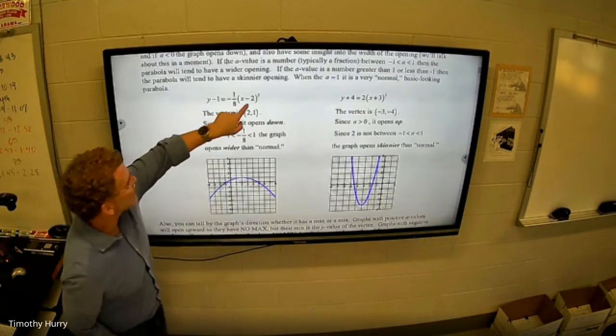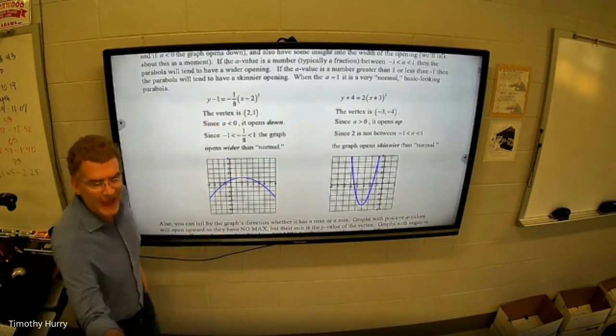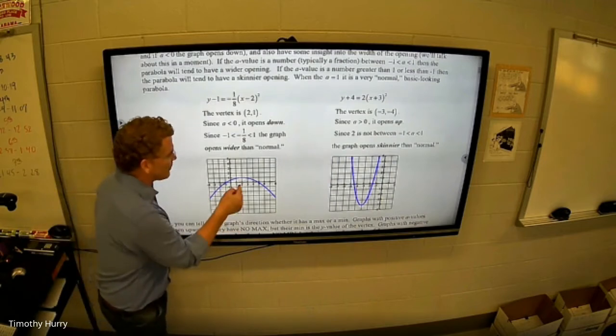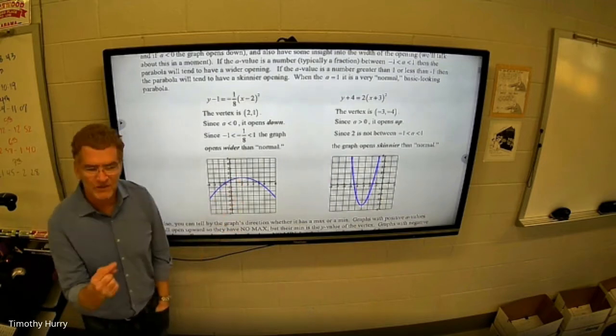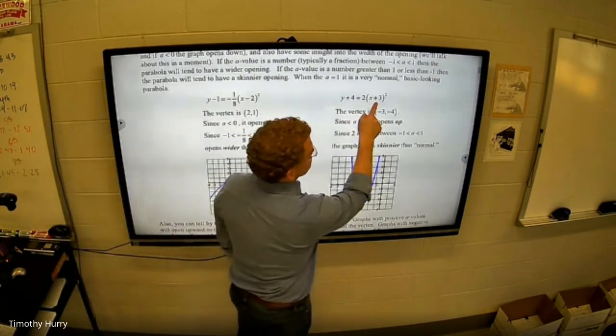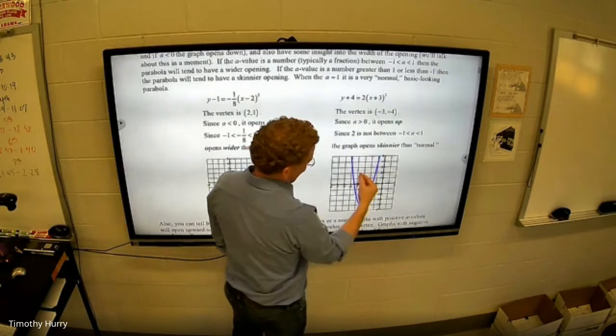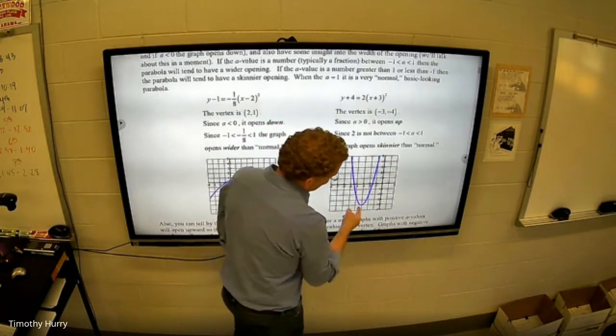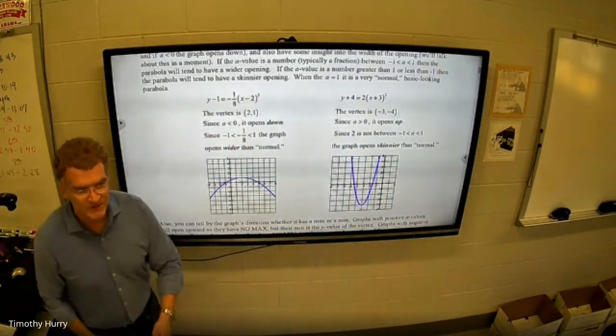So right here, I know that the vertex is at 2, 1. I can go to my graph, go over 2, up 1, and I can mark that point. That's going to be the vertex of this graph. Pretty easy to find. Same thing here. I know the vertex is at negative 3, negative 4. I can go left 3, down 4, mark that point. That will be the vertex of this graph.